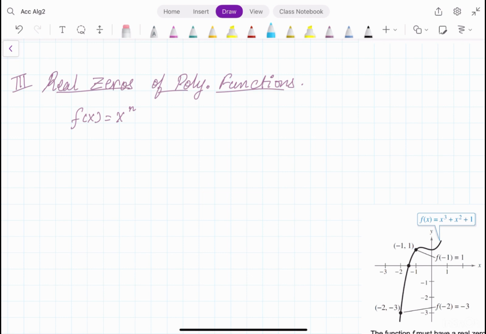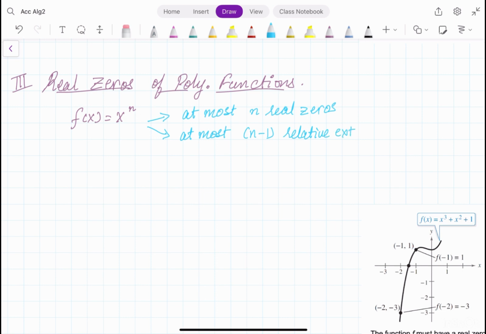So let's talk about real zeros of polynomial functions. When we are talking about the real zeros of a polynomial function, we are talking about two different things. At most, we can get n real zeros, and at most, we can get n minus 1 relative extrema.